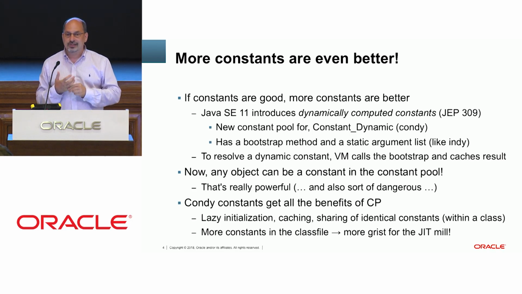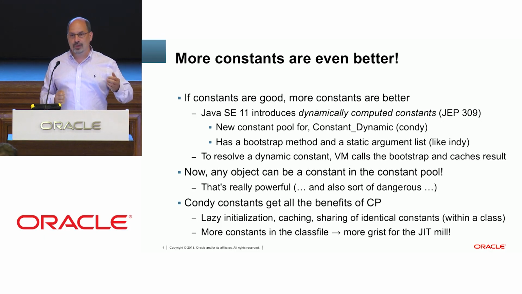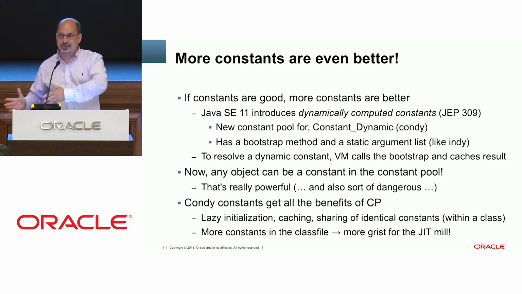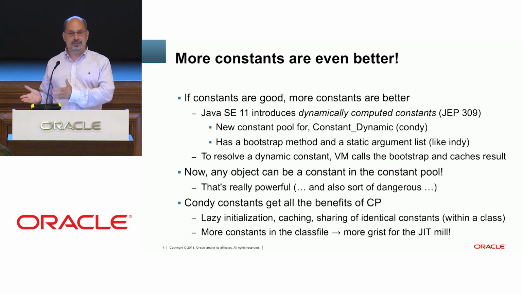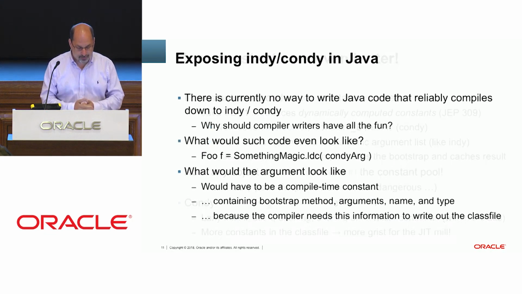The constants defined with ConstantDynamic are first-class constants in the VM. All of the same tricks that the VM does with lazy initialization and caching and sharing within a class all apply to ConstantDynamic as well. And the more constants we have in the constant pool, the more work we can move from invocation time to link time, so that's better startup. It's also more constants for the JIT to chew on. So, lots of really good opportunities here for improvement.